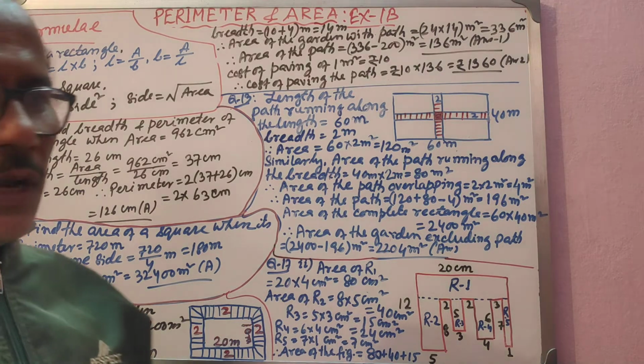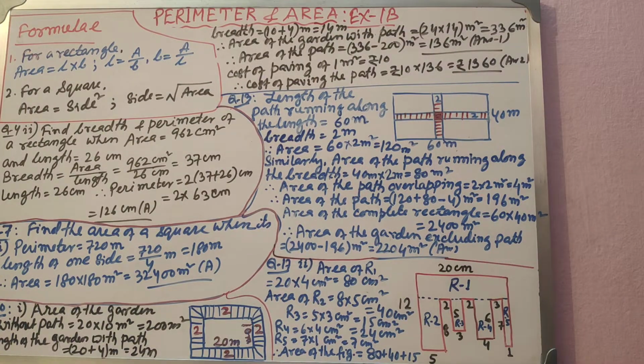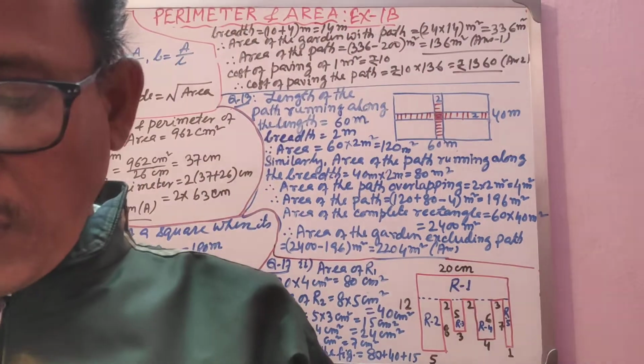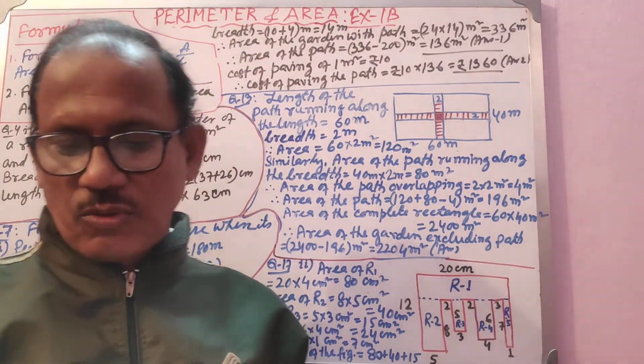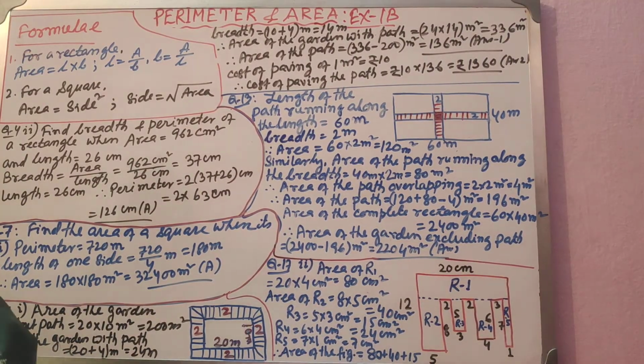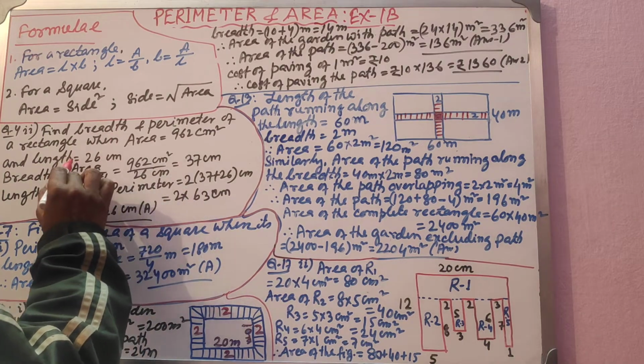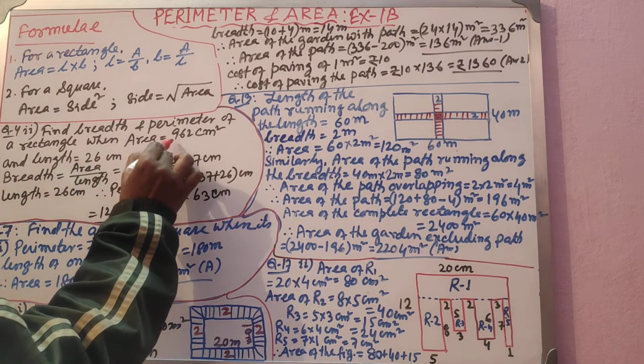Now first of all, I have taken two simple sums just to give you knowledge on the formulas of both the rectangle and the square. I have taken question number 4, second one. Find the breadth and the perimeter of a rectangle whose area is 962 centimeters square and length is 26 centimeter. So here the length is given and the area is given.